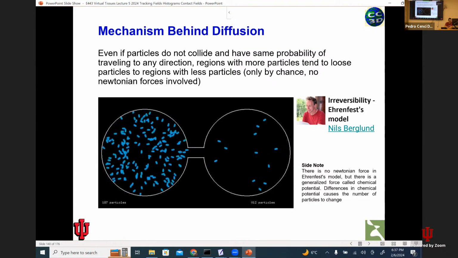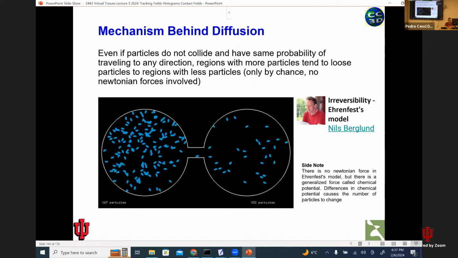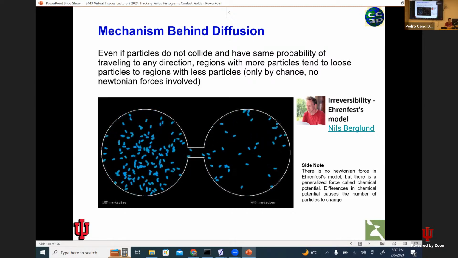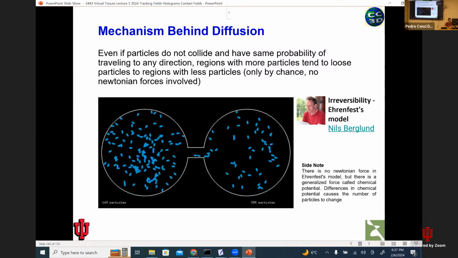This is the Ehrenfest model. You can solve the equations. It's pretty simple. Right, and so the thing about this model is there's no term for forces involved with collisions. They just pass through each other.